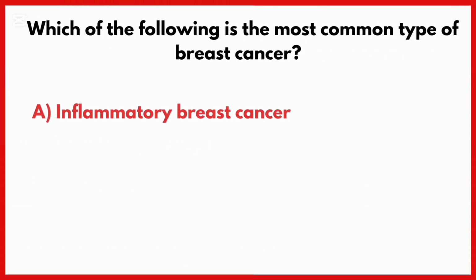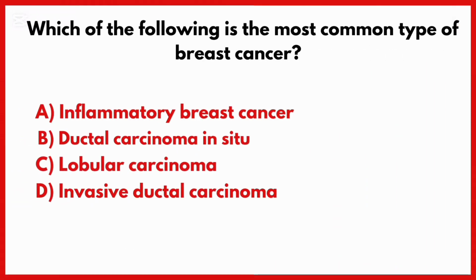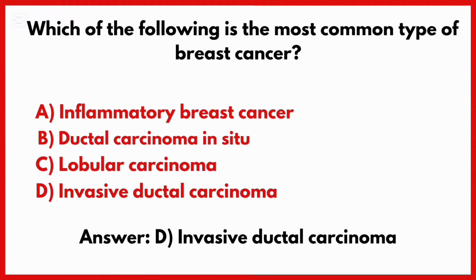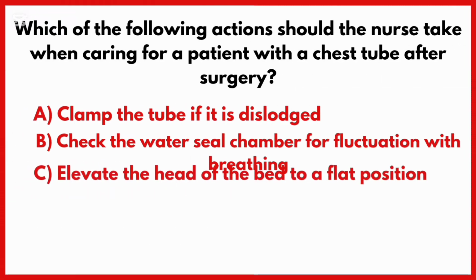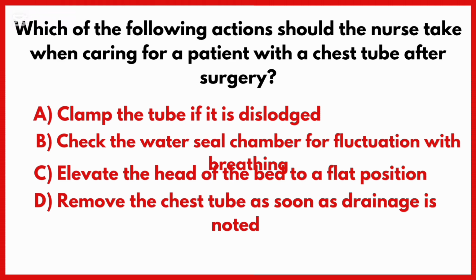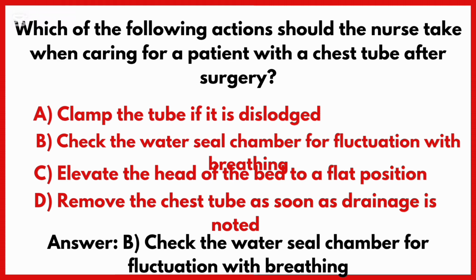Which of the following is the most common type of breast cancer? Correct answer is option D. Invasive ductal carcinoma. Which of the following actions should the nurse take when caring for a patient with a chest tube after surgery? Correct answer is option B.